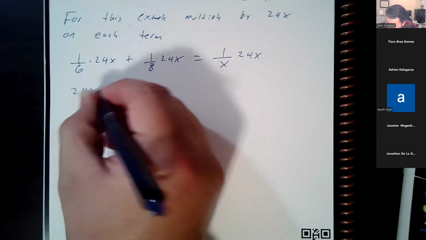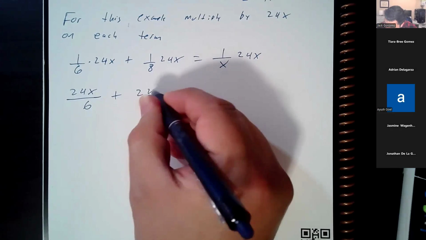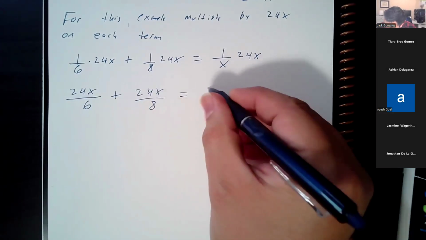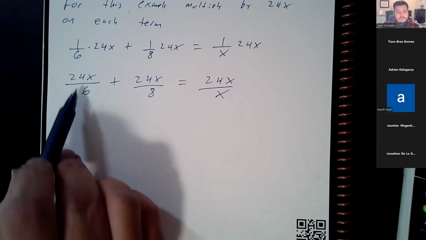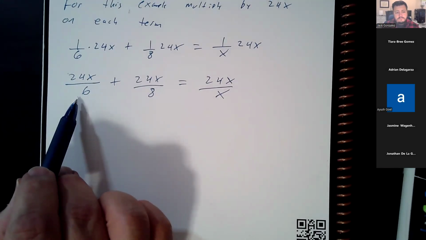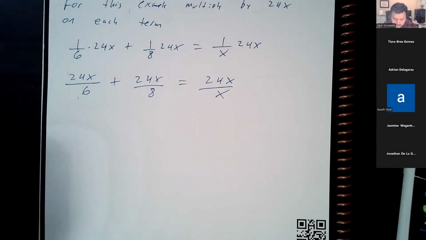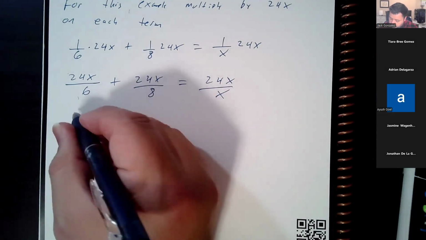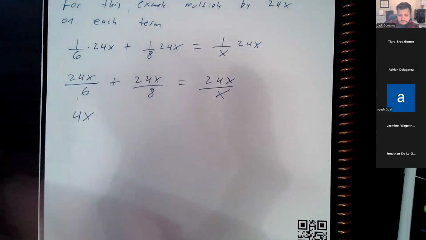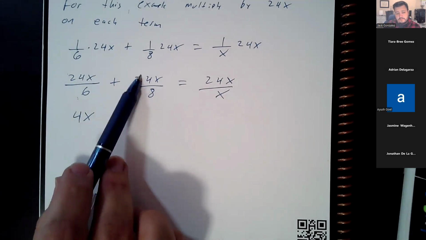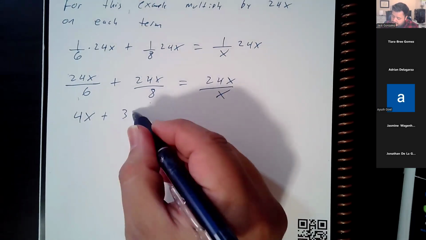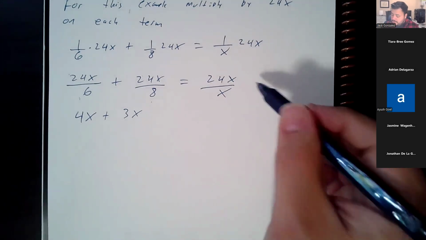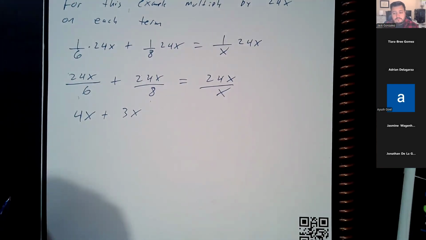All right, so here we go. Check it out. All these fractions will cancel. What is 24 divided by 6? The x doesn't go away, but yeah, 4 times the x. What about this one? 24 divided by 8? So 3 times the x. And what happens here? Yeah, these are gone, right?